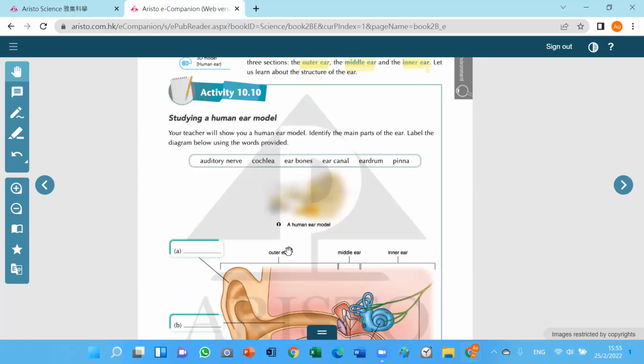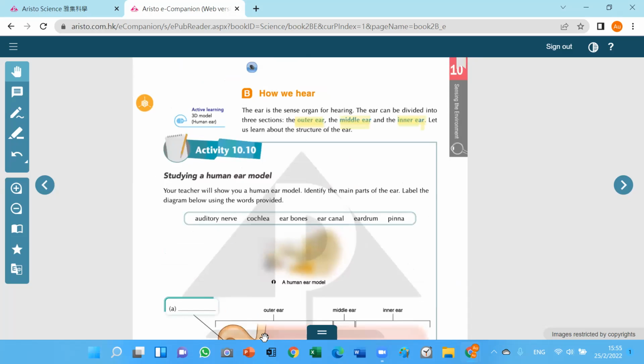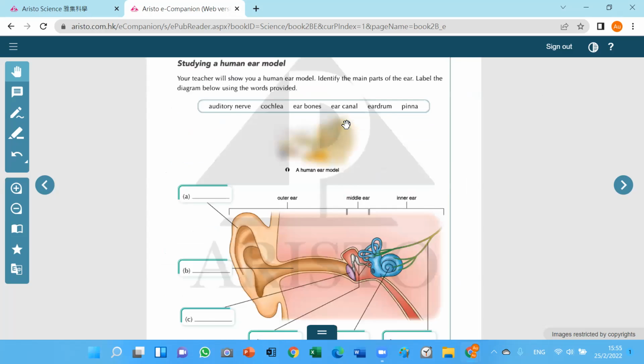So this part is your homework today. Page 113.